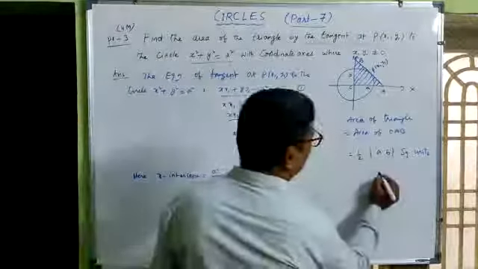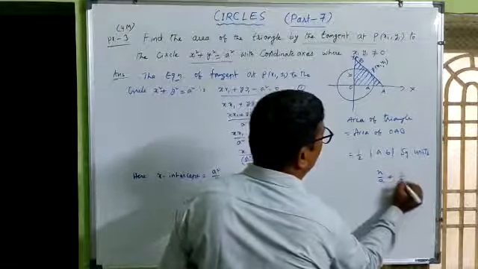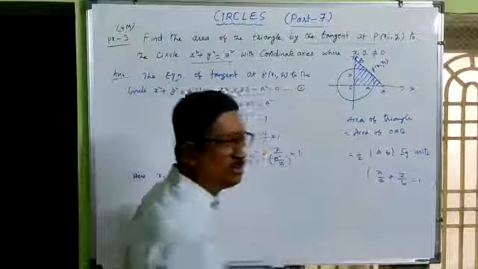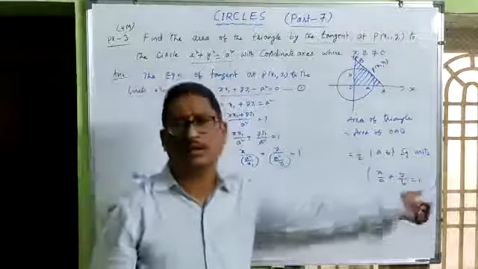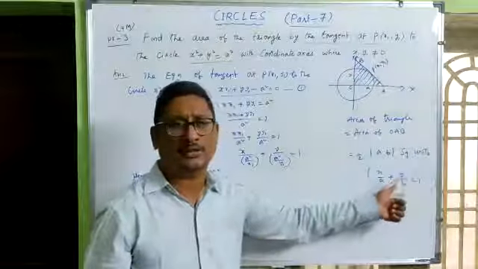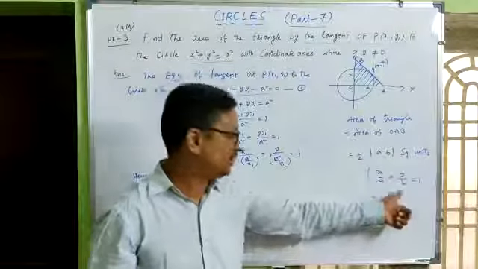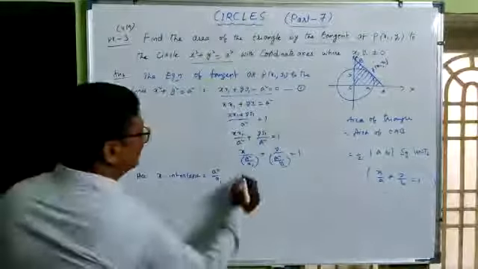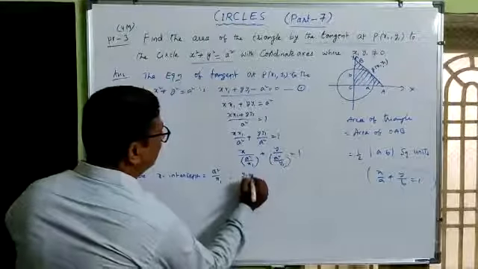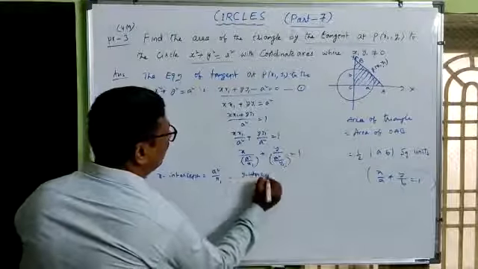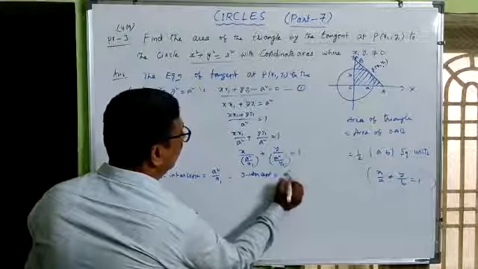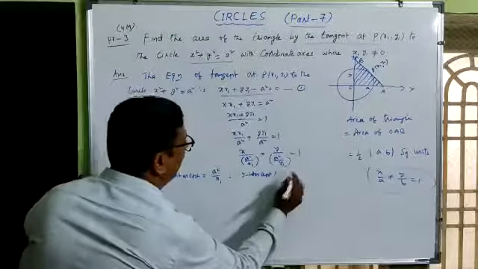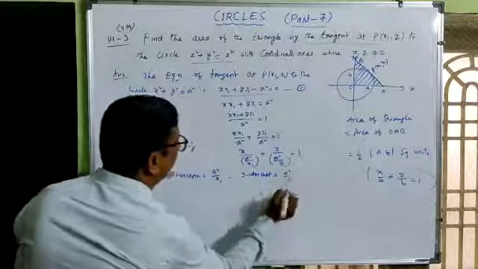What is the intercept formula of the straight line? x by a plus y by b is equal to 1. So a is the x-intercept, and b is the y-intercept. The term below x is the x-intercept, and the term below y is the y-intercept. So the x-intercept is a square by x1, and the y-intercept is a square by y1.